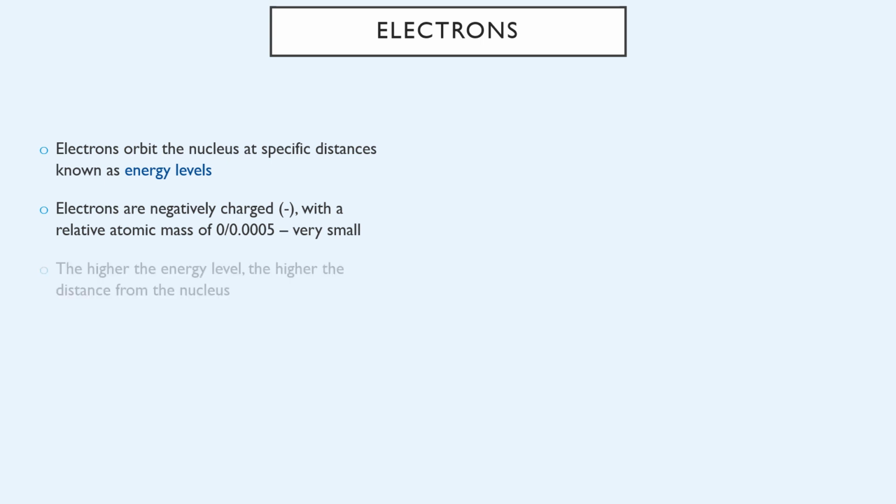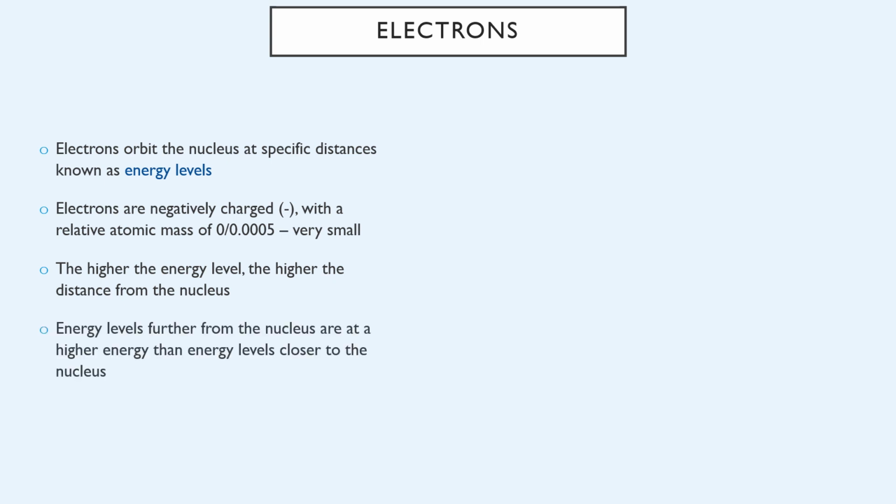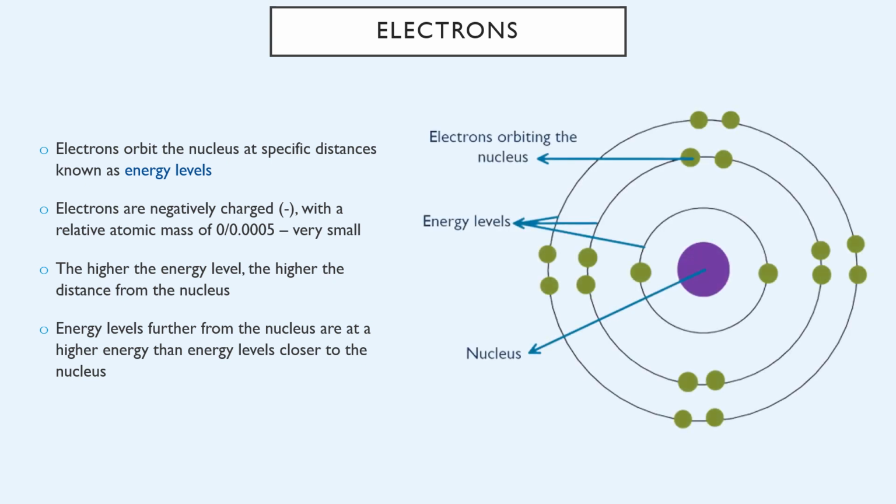The higher the energy level, the greater the distance from the nucleus. Energy levels further from the nucleus are at a higher energy than energy levels closer to the nucleus. This is because the distance between the negative electrons and the positive protons in the nucleus is greater, so there is less of an attraction force. Therefore, greater energy is required to keep the further away electrons within the atom. If we look at the diagram, you can see that the nucleus is at the very center, with lots of energy levels surrounding it, and electrons orbiting the nucleus within fixed distances from the nucleus itself.